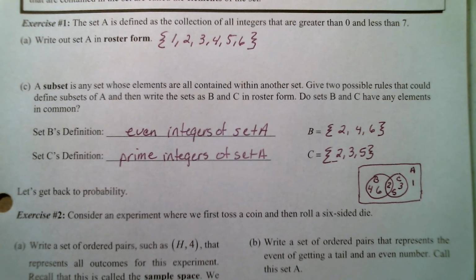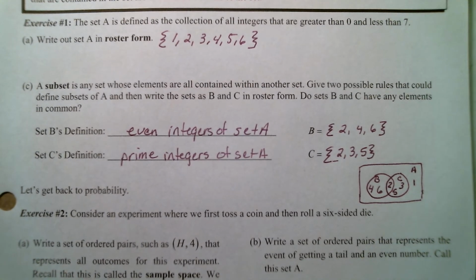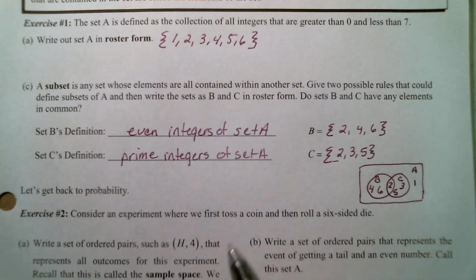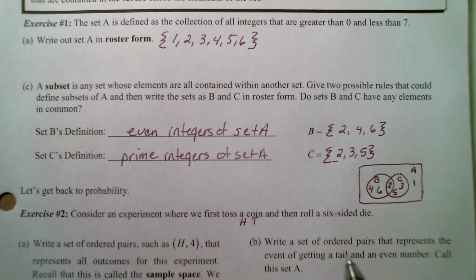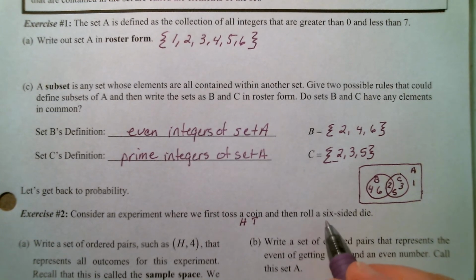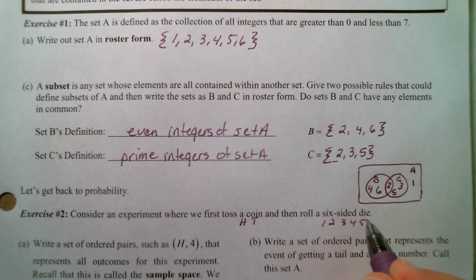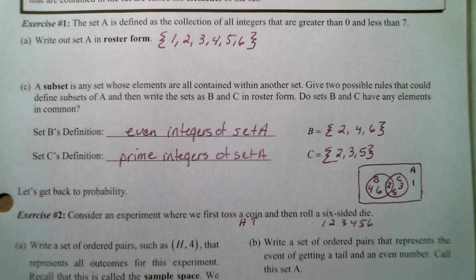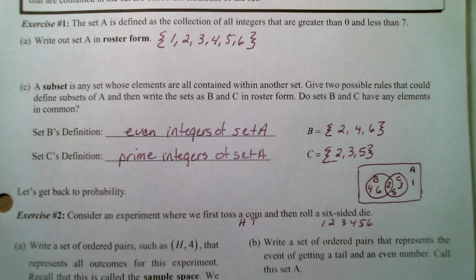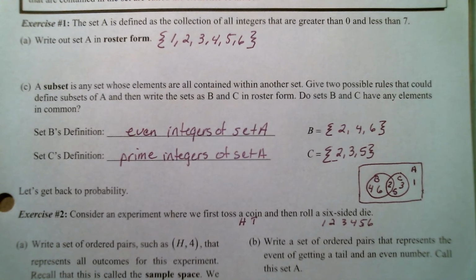So going back to probability, consider an experiment where we toss a coin and then roll a 6-sided die. Your outcomes on the coin are heads or tails, and your outcomes on the die are 1, 2, 3, 4, 5, or 6. Write a set of ordered pairs such as H, 4 that represents all outcomes for this experiment. Recall, this is called the sample space. We will generally call this set S.